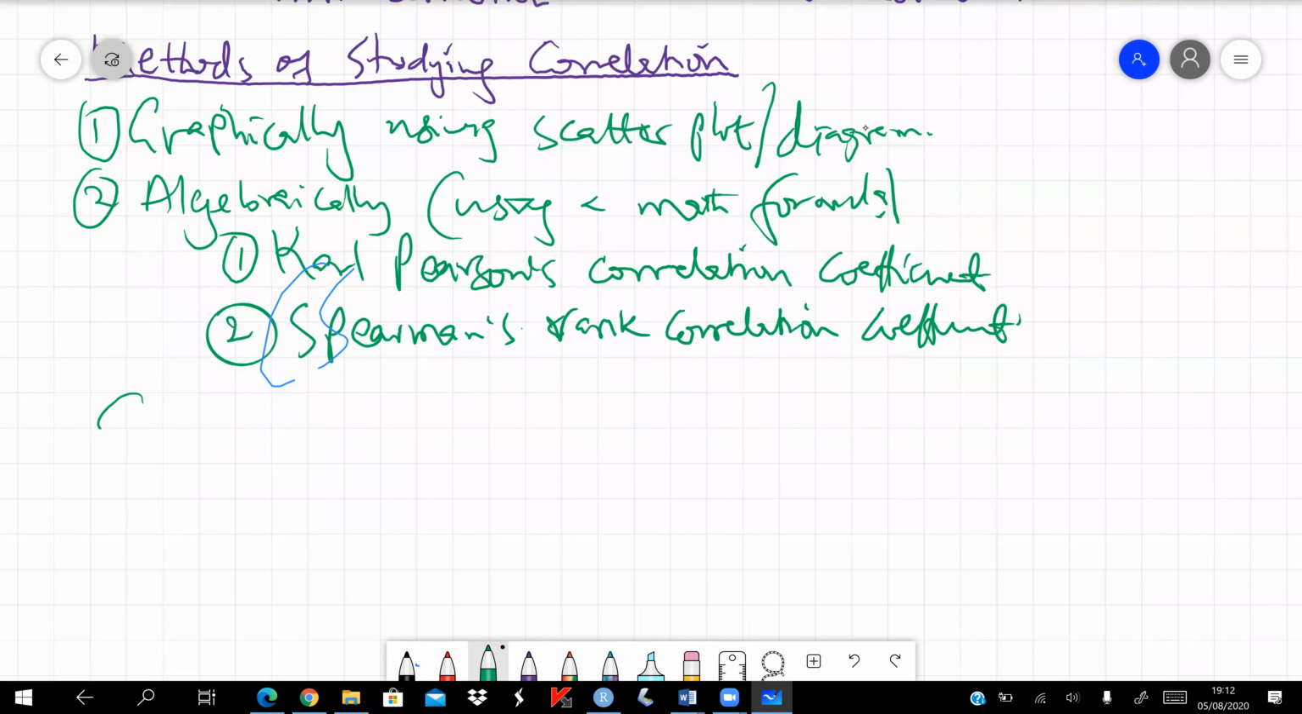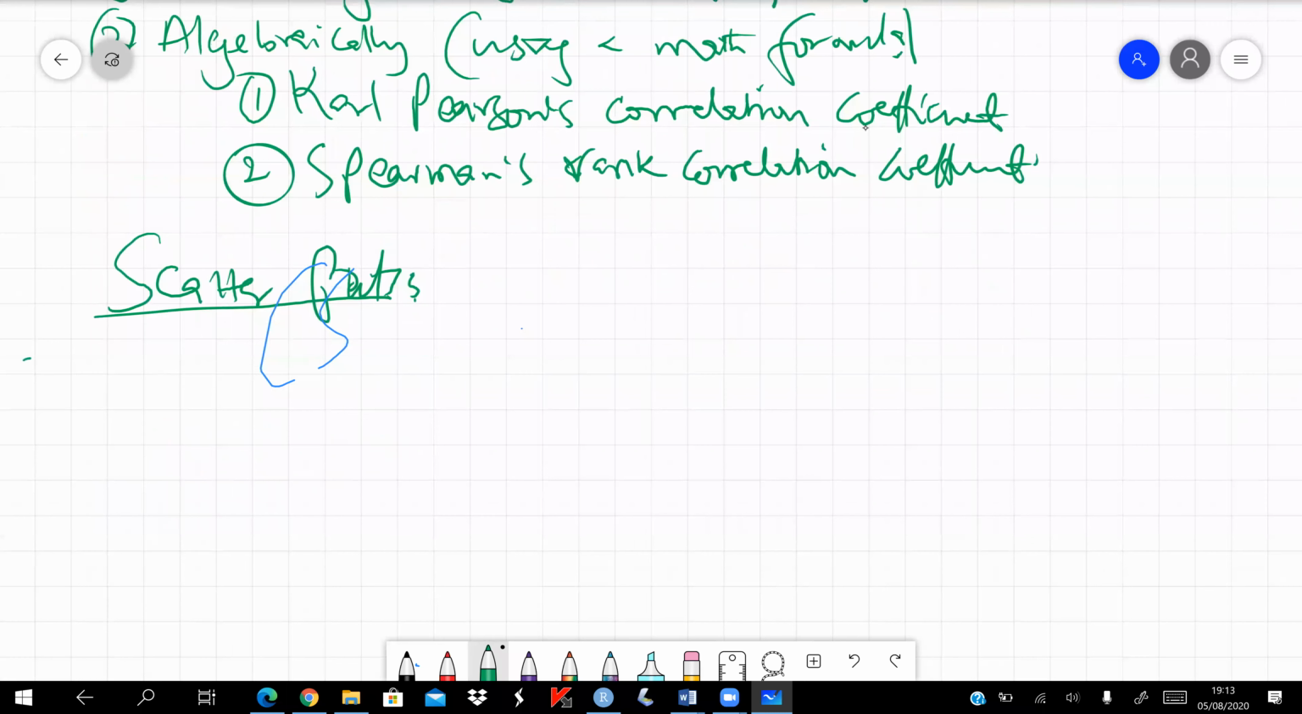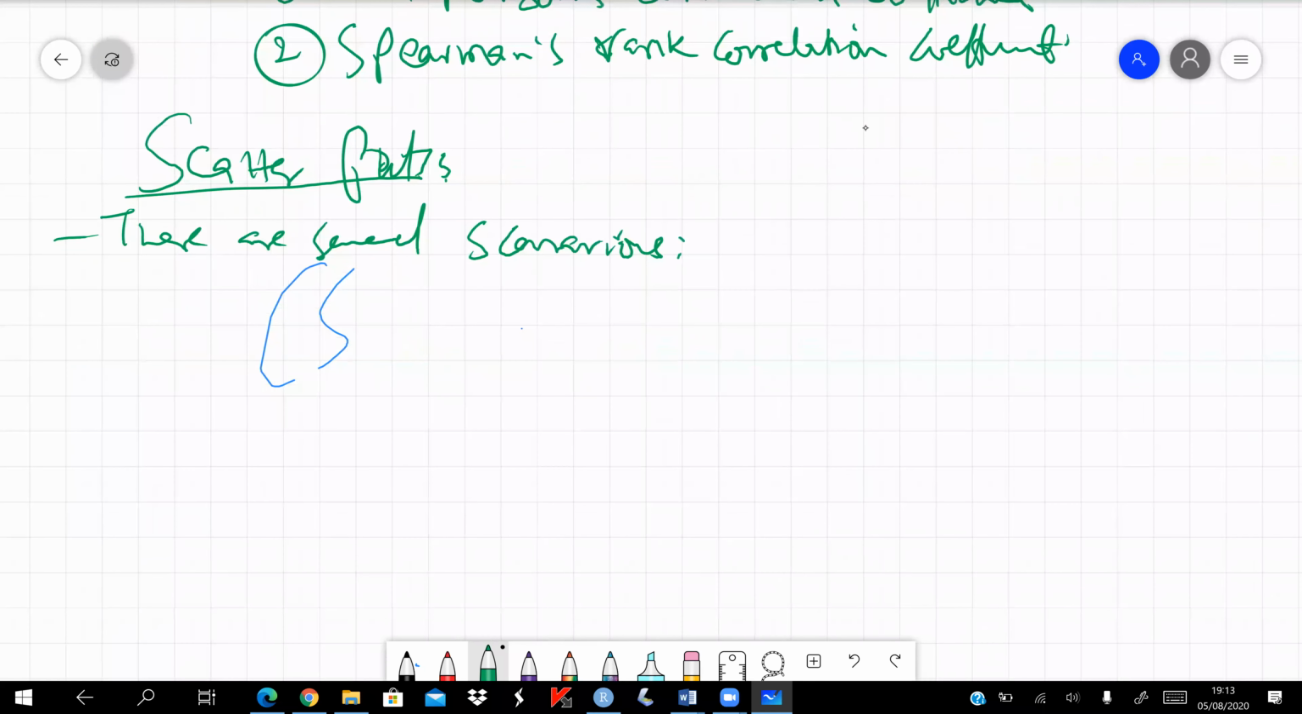Using scatter plots, there are several scenarios that can be observed when you study correlation. In the first scenario, this is your X variable, this is your Y variable. You can plot the points, and they happen to fall on a straight line, all of them. All the points fall on a straight line. That can happen.